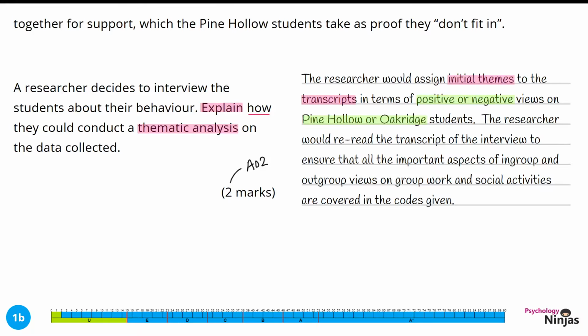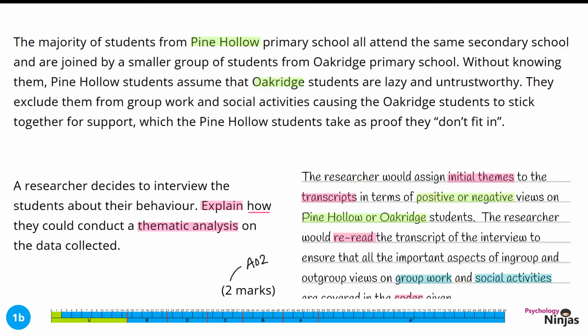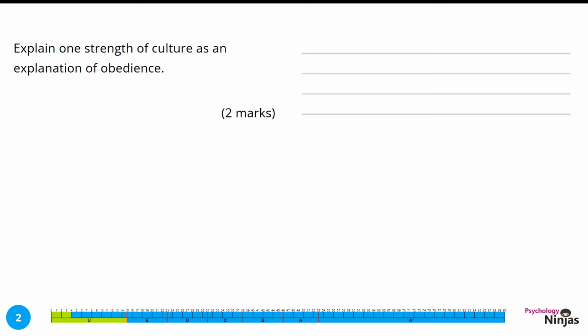By understanding that we would reread transcripts in order to cover all the codes necessary shows our understanding of thematic analysis as a specific qualitative data analysis tool. We've gone beyond in-groups and out-groups by ensuring that we've covered group work and social activities as identified in the STEM. We can highlight this in the STEM and we can clearly see we've got 2 different parts of the STEM that we're using for our 2 different application marks.